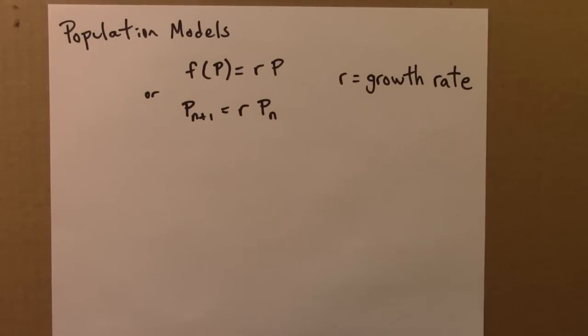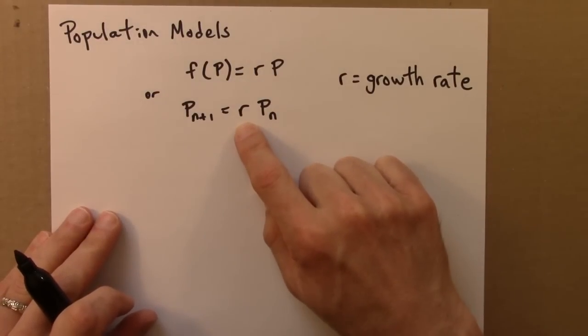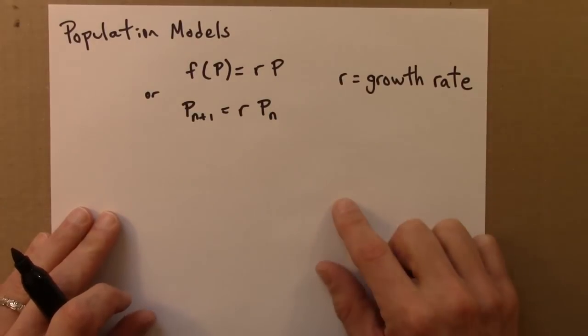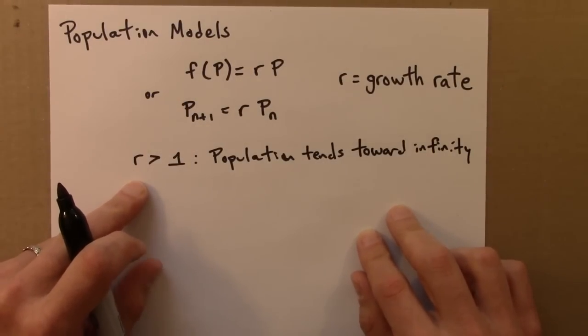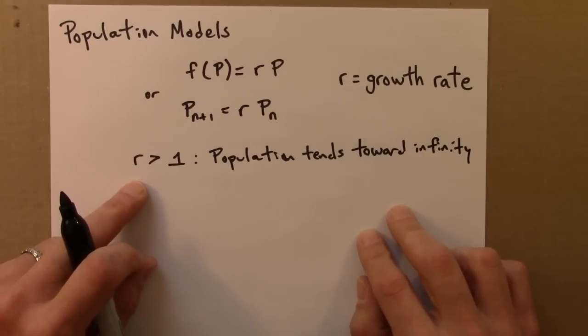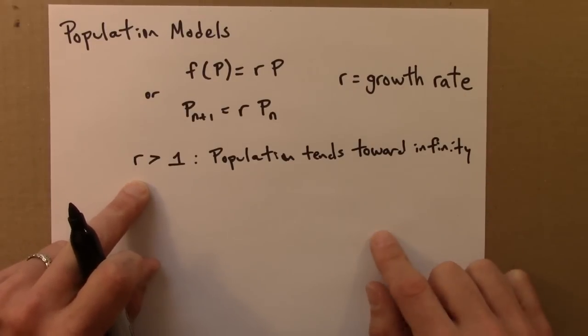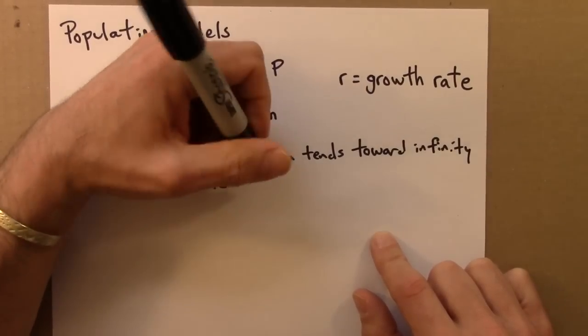There are three cases that we might be interested in, three different behaviors depending on the value of r. If r is greater than 1, as was the case previously, the population will grow continually and tend towards infinity. An r larger than 1 means every year the population increases. This year's population is larger than last year's. Next year's will be larger still. So in that case, the population tends towards infinity. It grows without bound. On the other hand, if r equals 1, the population stays the same.